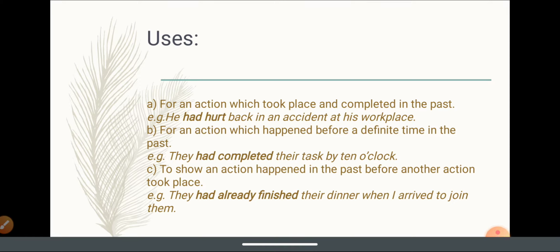To show an action happened in the past before another action took place. So in this way, we can say an action happened in the past before another action took place. So there are two actions automatically. One was already done, one happened first and the second happened next. So this is the example: They had already finished their dinner when I arrived to join them.